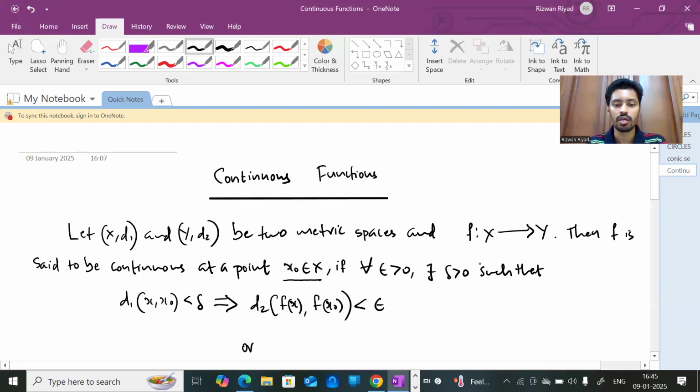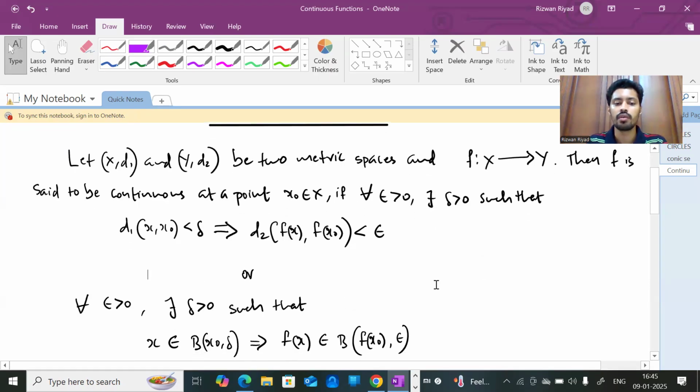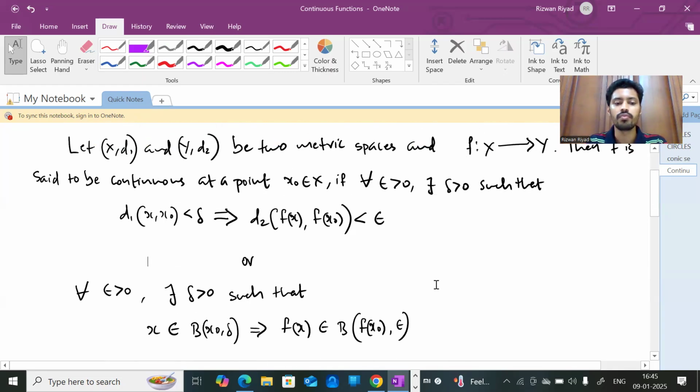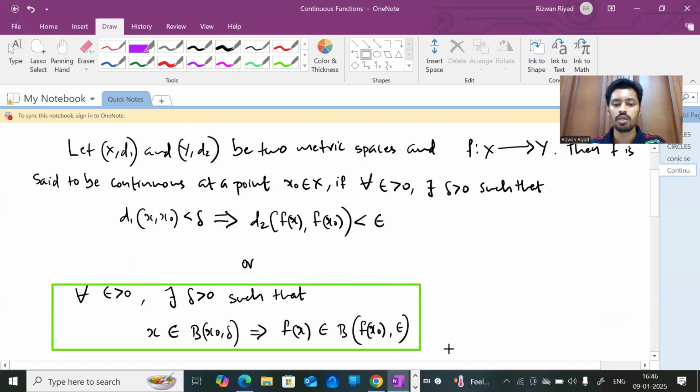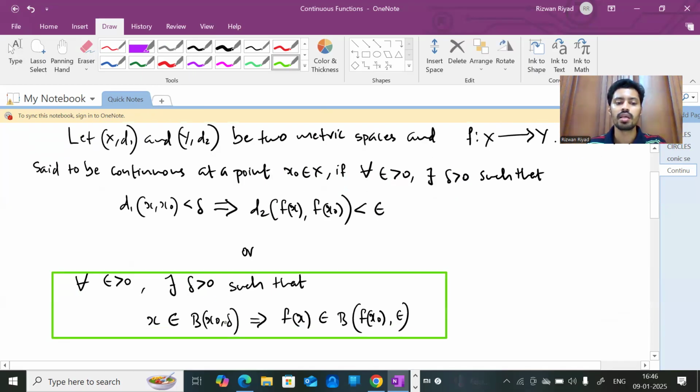Or we have another definition here. This is one definition and another definition. Continuous function can be defined in this way also. For all epsilon greater than 0, there exists delta greater than 0 such that x belongs to, this means open ball, the open ball centered at x naught with radius delta, implies f(x) belongs to another open ball, whose center is f(x naught) and radius epsilon. Both are equivalent definitions.